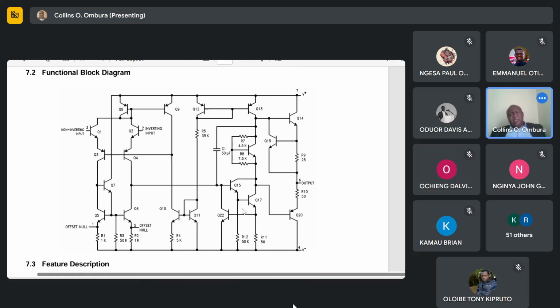So for example, the input resistance seen at the base of Q15, if the emitter resistance of Q15 is 50 ohms, then 50 times beta of Q17 will be the dynamic resistance at the base. Let's give a typical example.